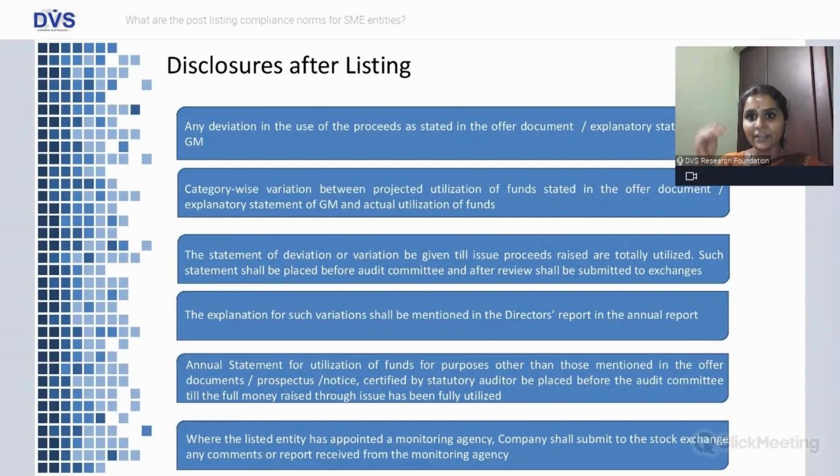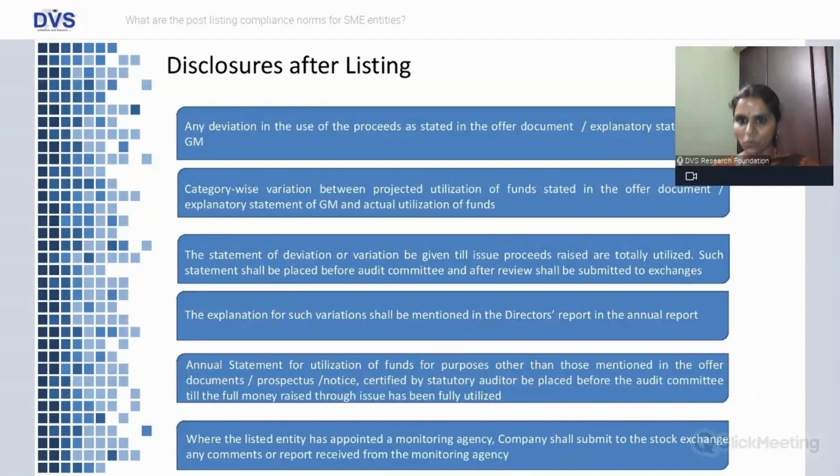And category-wise variation between the projected utilization as stated in the offer document or explanatory statement of your general meeting, where you will lay out all the material facts of your proceeds, and the actual utilization. So if 500 crores was mentioned and you have utilized 400 for your first power plant and 100 for the second power plant in a different location which was not specified before, then under which category this particular variation is coming should be clearly spelled out, and the statement of deviation be given till the proceeds are fully utilized.